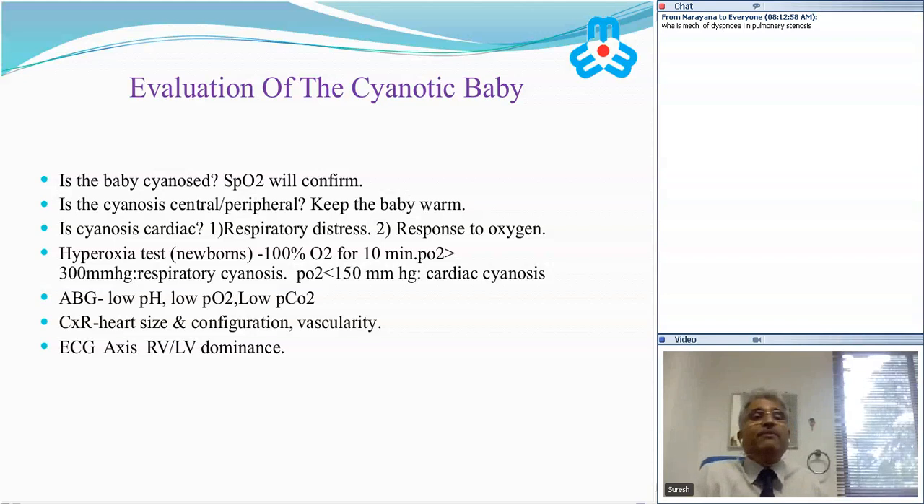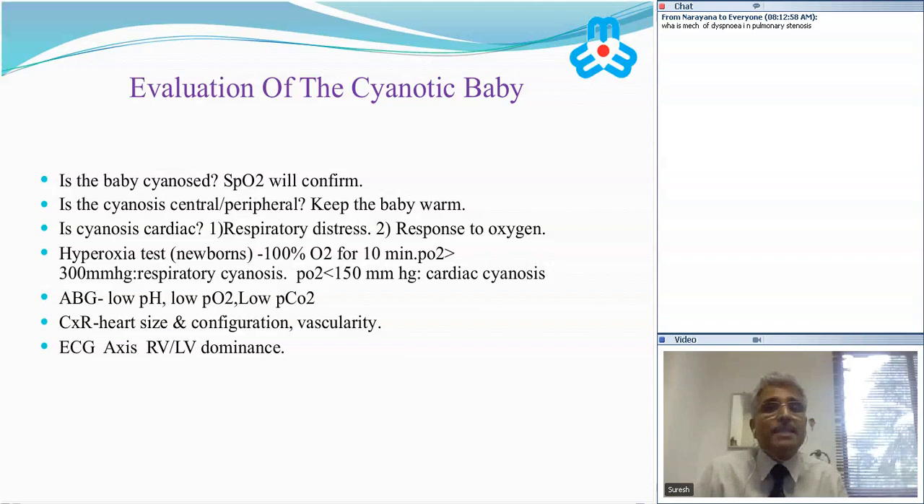When you evaluate the cyanotic patient or the cyanotic baby, there are certain things that you need to do. I would particularly highlight how you look at the cyanotic baby, because there your assessment would be life-saving. The first question is: is the baby cyanosed? In the modern day, we don't debate about it, we check the SpO2.